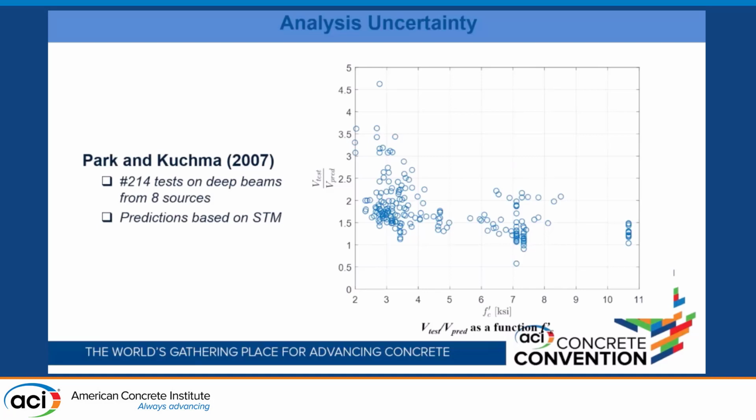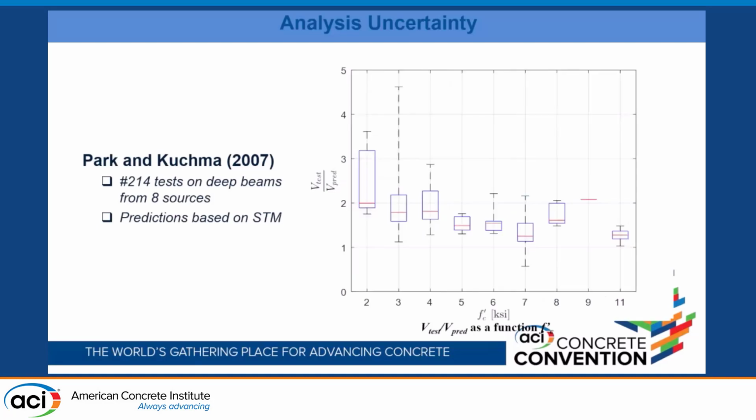If we plot the same information using box plots, in these box plots the lower line is the minimum, the top is the maximum, the blue box includes 50% of the information, and the red line is the median. And based on this, as many other researchers have also noticed, the conservatism of these predictions is not uniform across compressive strength. So we decided that for normal strength concrete we will use one model, and for high strength concrete we will use a different model to take this into consideration.